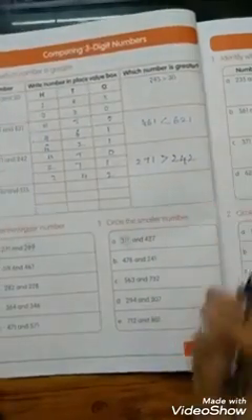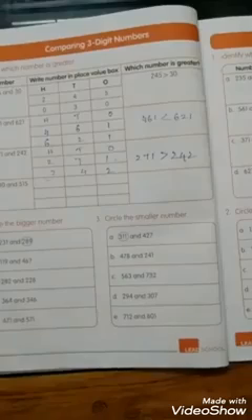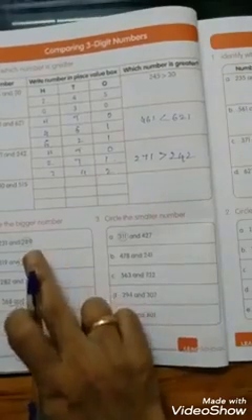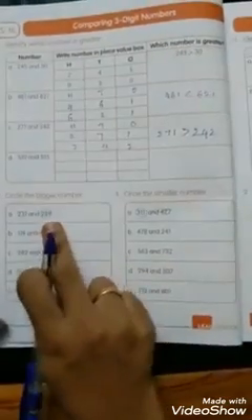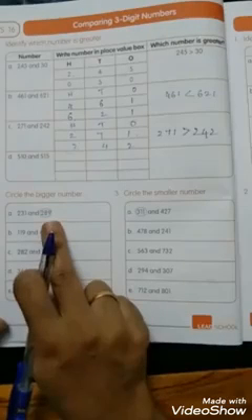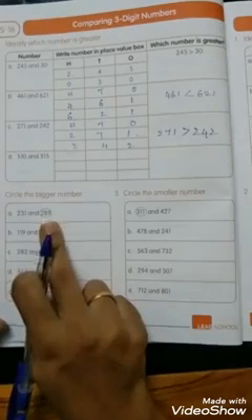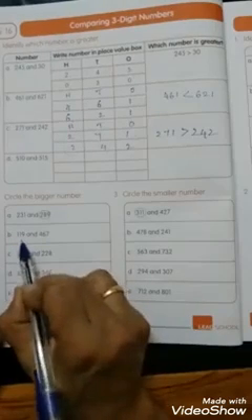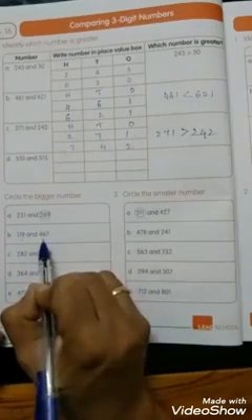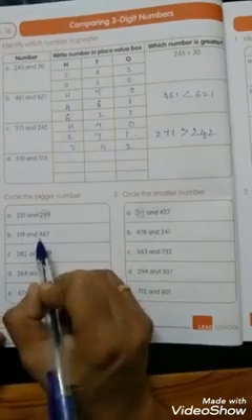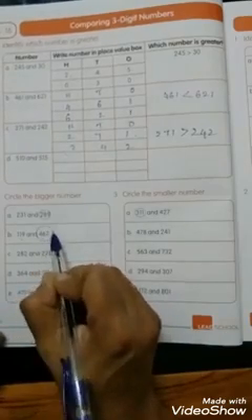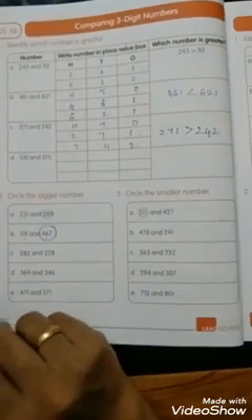Okay children? Yes. So here the next exercise is circle the bigger number. Here 231 and 284. Which one is greater? Yes, very good. 284 is greater. And the second one is 119 and 416. Which one is the bigger? Very good. This is bigger, isn't it? So we can circle this number.